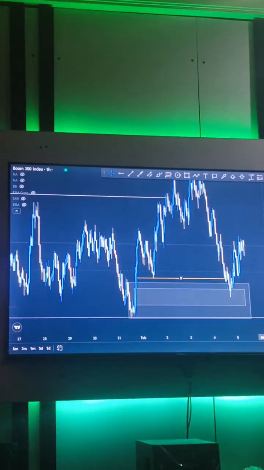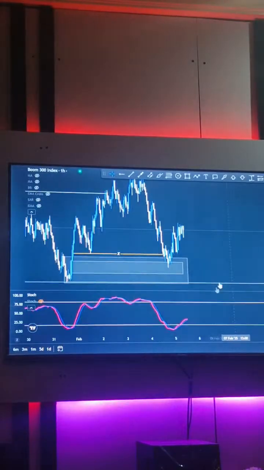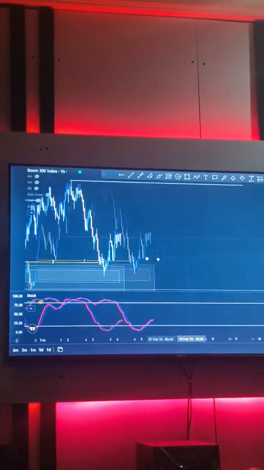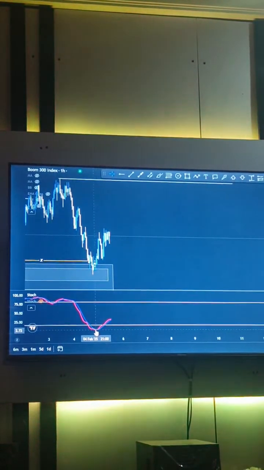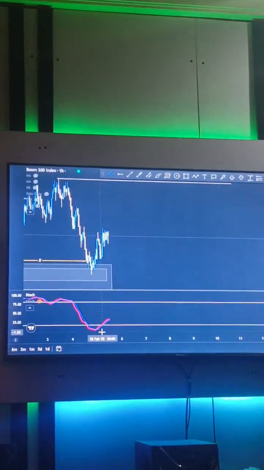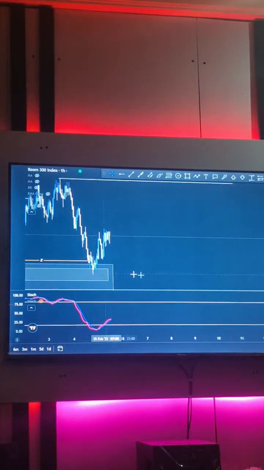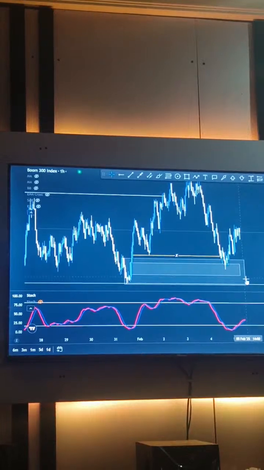Now, I also use my 1 hour stochastic to tell me my swing lows and swing highs. You can see we are oversold here. So this is my swing low, which means this level here is correct. If the 1 hour is like this and the zone is going up, then this level here is very, very correct. So we're looking for buys now.